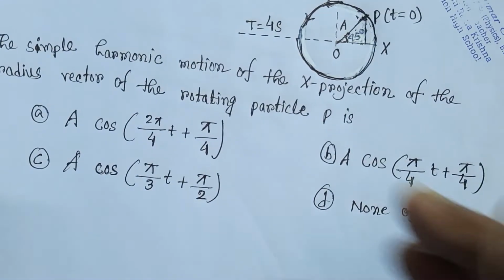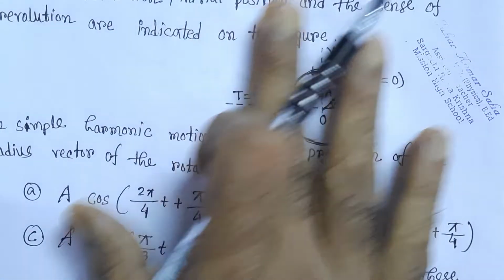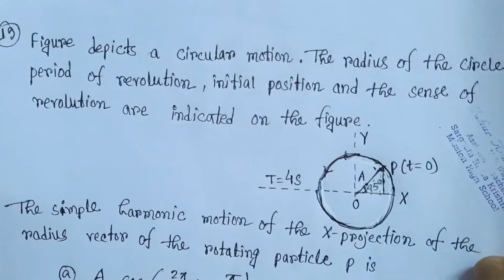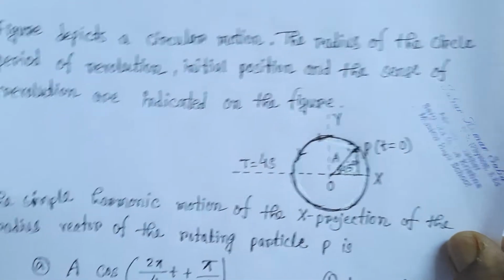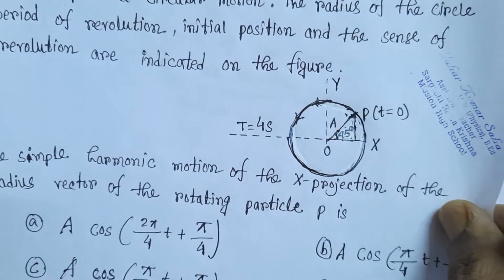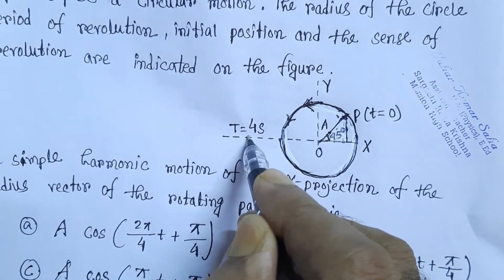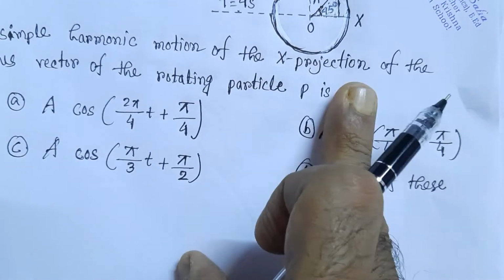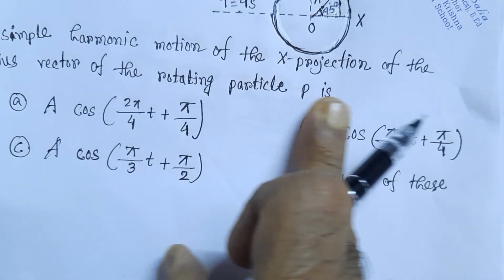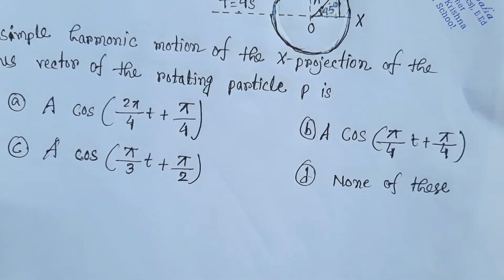It is a question from simple harmonic motion. The figure depicts a circular motion. The radius of the circle of revolution, initial position and sense of revolution are indicated on the figure. Sense of revolution is anti-clockwise, time period is 4 seconds and angle is 45 degrees. The simple harmonic motion of the x projection of the radius vector of the rotating particle P is. Now we have to give the equation of the simple harmonic motion.